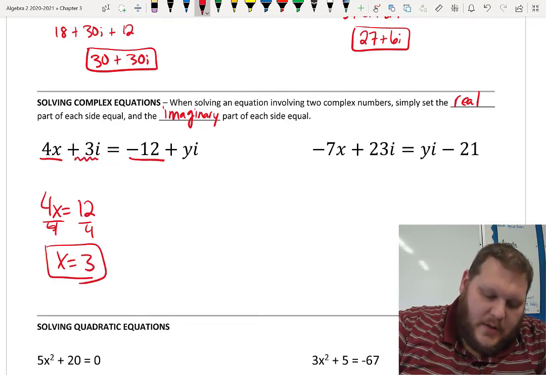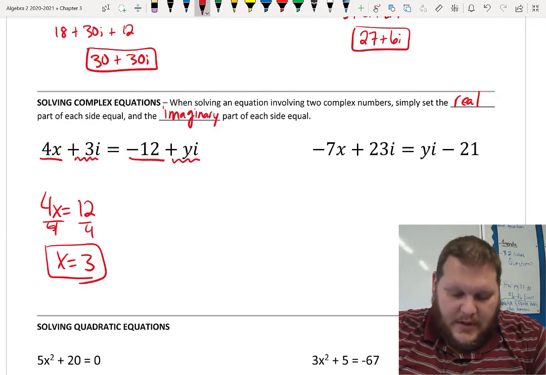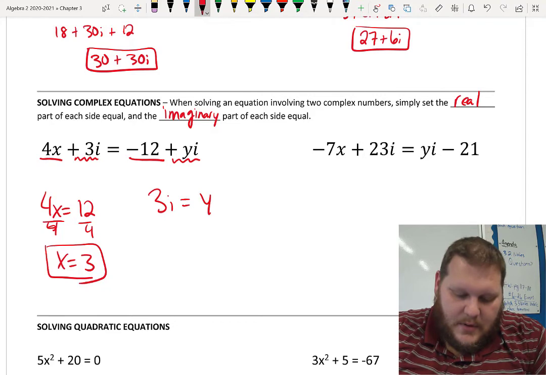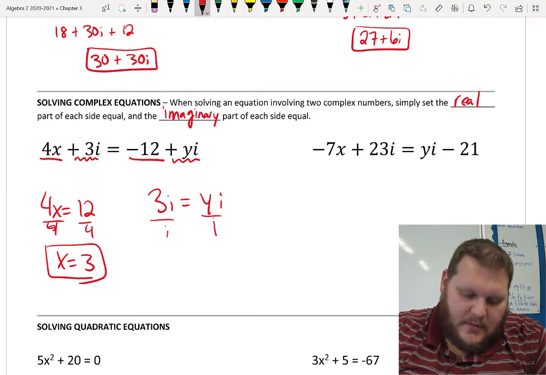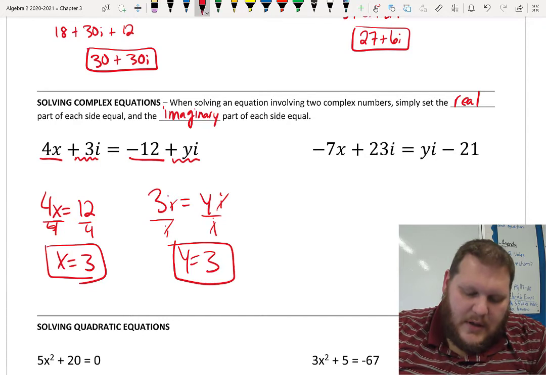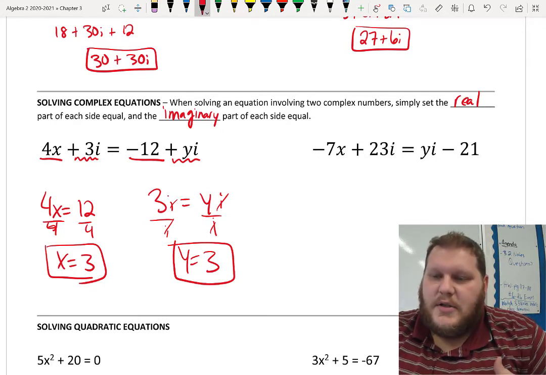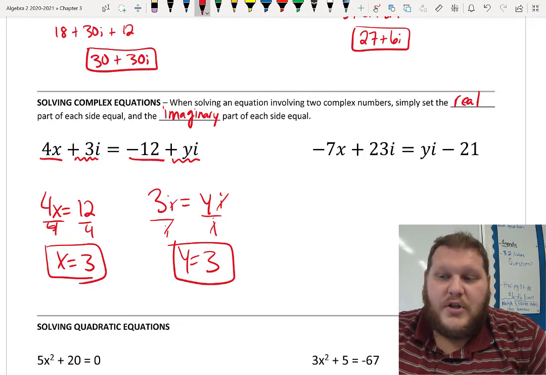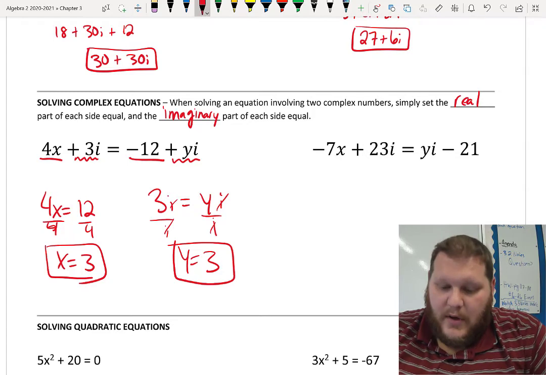Here for the squiggly underline, my two imaginary parts also have to be equal to each other. So 3i equals yi. I can divide by i on both sides to cancel them out. And I get y is positive 3. Now, for most of us, you probably don't need to write out all of those steps because these equations are, in general, usually pretty straightforward. But sometimes you might need to write it out if it's something more complex.